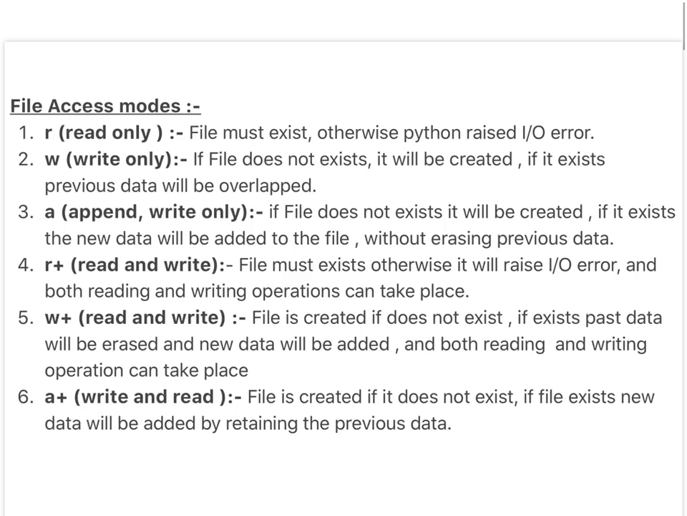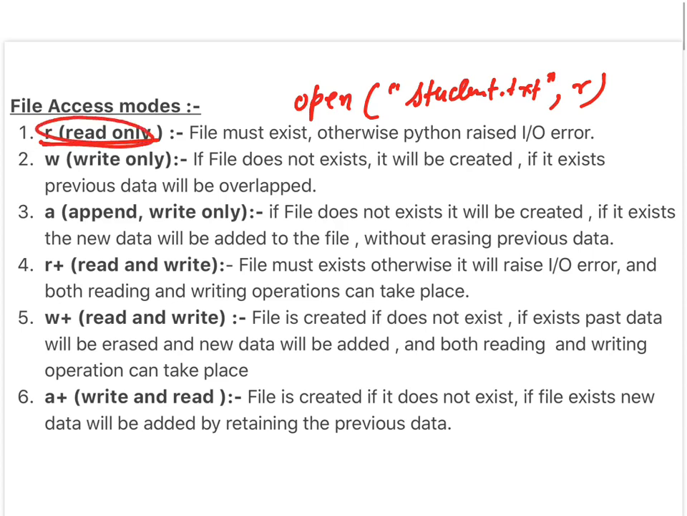Already in the first video, we have discussed about this read mode. It means when you use the open function, and suppose you are opening the file and the file name is student.txt, and then you are opening this file for the reading purpose. So here you are indicating that you are going to open that file only for reading purpose. That's why it will be read only. It means at that time it is not allowed to you to write the contents into the file.